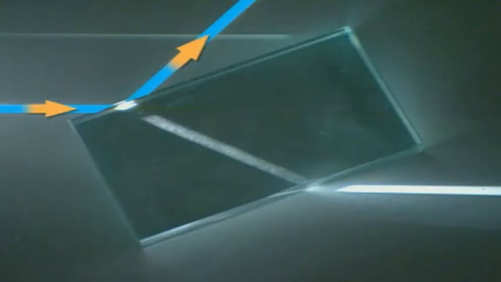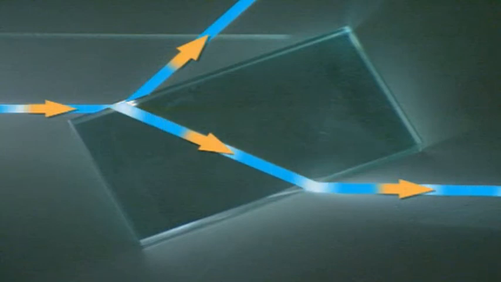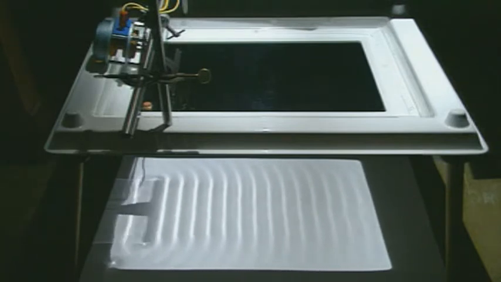The light bends in one direction as it enters the block, and in the other as it emerges from the lower edge. This shift in direction is called refraction. To work out what's happening, think of light as a series of waves.